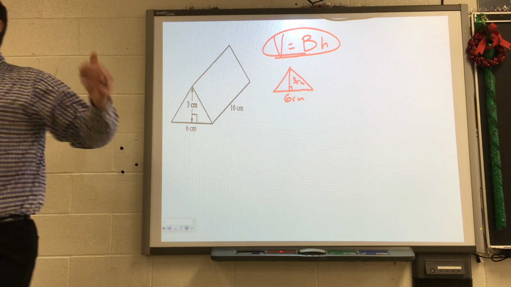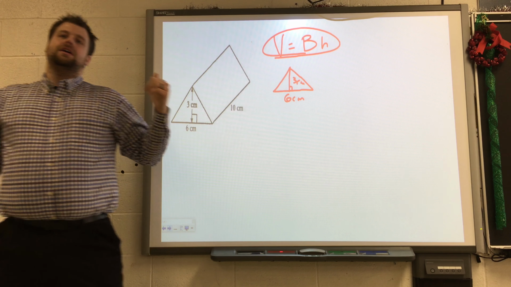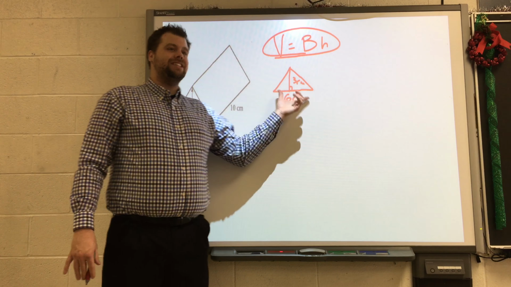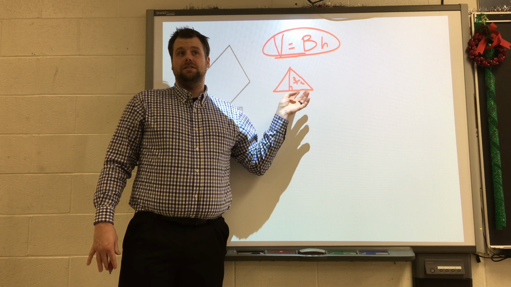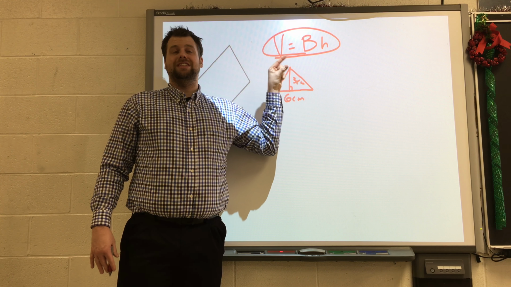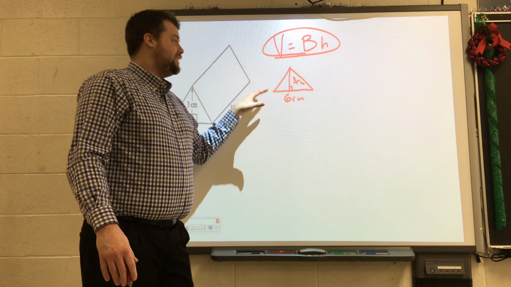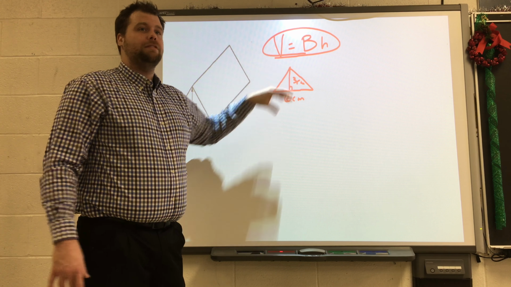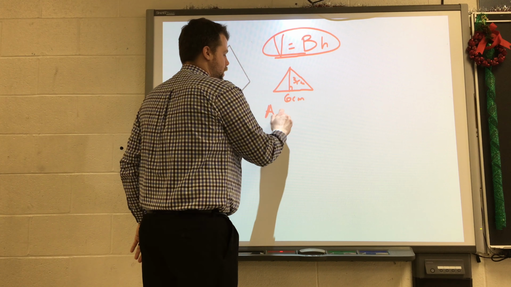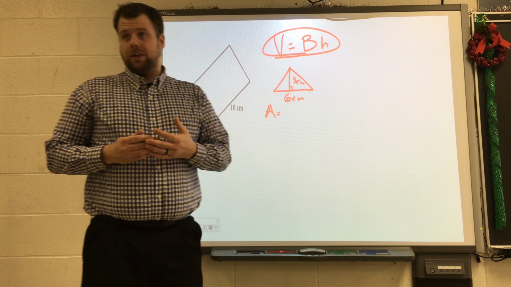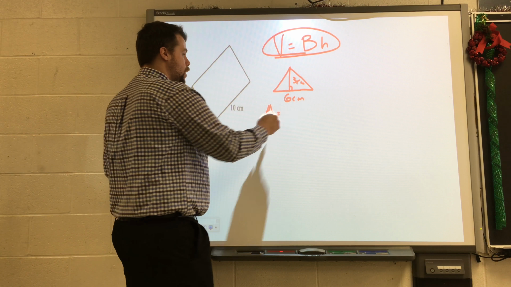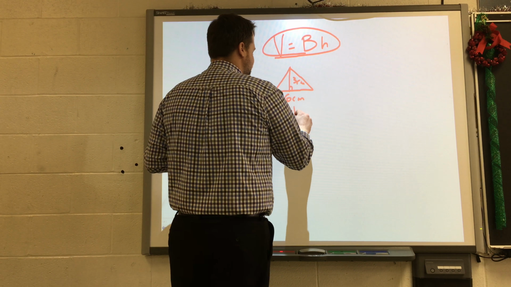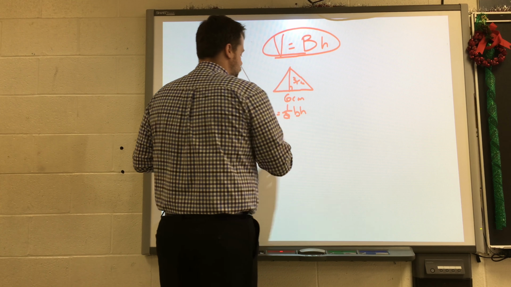Okay, the base is this triangle that is 6 centimeters on its base and 3 centimeters at its height. So, take a look at this triangle here. We have to find the area of this. We've worked with area before. To find the area of a triangle, we take 1/2 base times height.